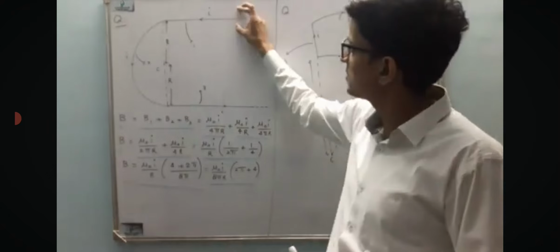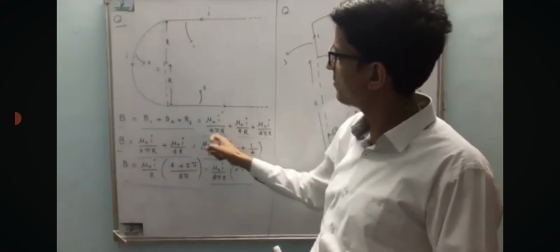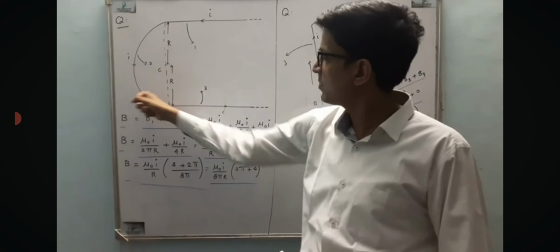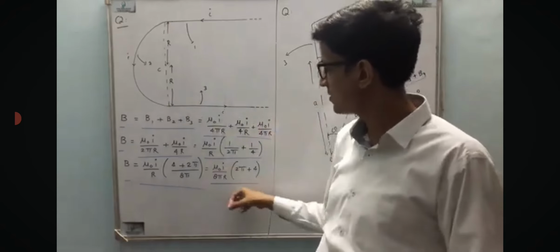So this is a semi-infinite wire. At this point, the magnetic field due to the semi-infinite wire will be mu naught I by 4 pi r. Due to the semicircle, it will be mu naught I by 4 r, and due to the other wire, it will be mu naught I by 4 pi r. Adding all of this, we have this result.